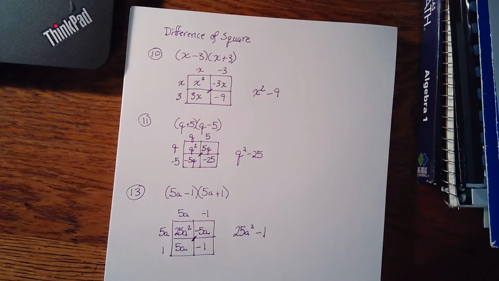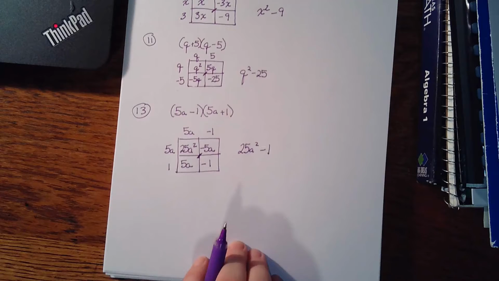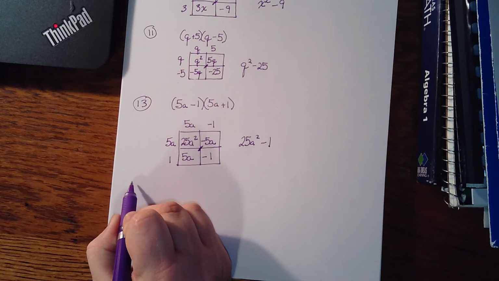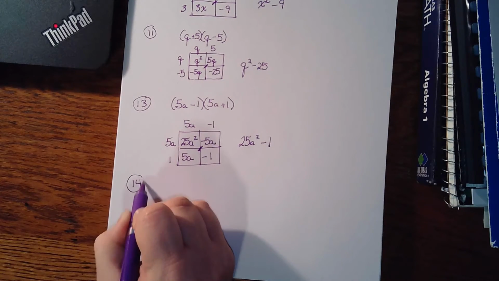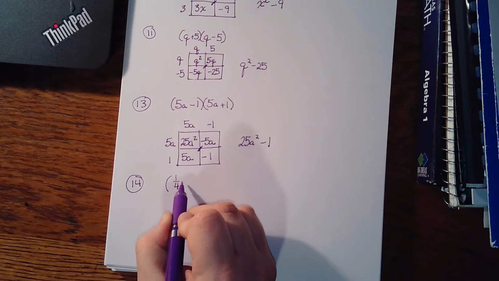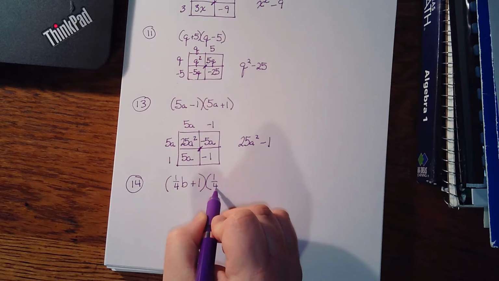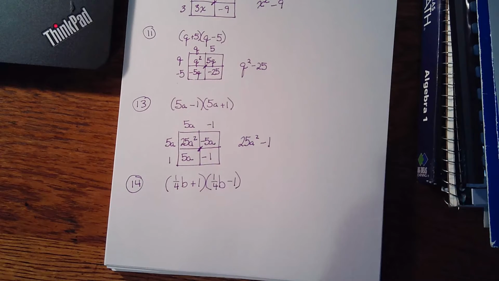So I'm going to leave you with one now to work. When you get done with this one, pause it and then check your work. So for number 14, we have 1/4 b plus 1 and 1/4 b minus 1. Now, like I said before, these actually have to follow the same rules we've been doing. So you may feel a little hesitant, but I believe you can do this. So pause the video, and when you start back up, we will work through this.